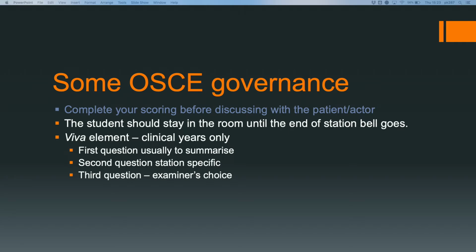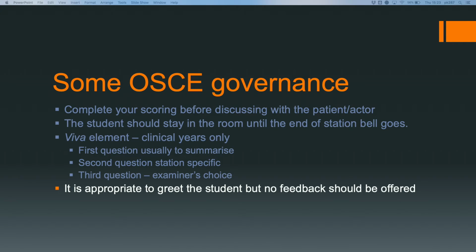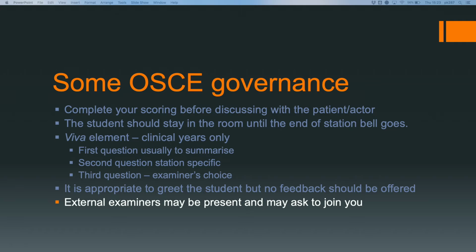If you're in a station that has a Viva element, usually the first question is the summarisation of the case. The second question will be quite specific to the station. The third question is your choice as an examiner. In general, we're looking for you to help the student address any deficiencies thus far in their performance. If they've done a perfect performance, then you can ask them something quite difficult and give them a chance to shine. You can greet the student if you want, although generally they tend to be appropriately focused on the patient, but don't give them any feedback.